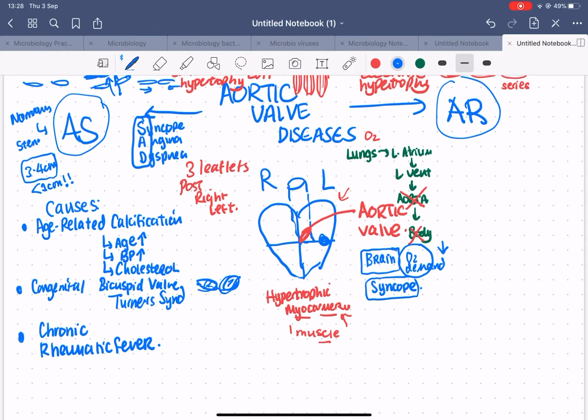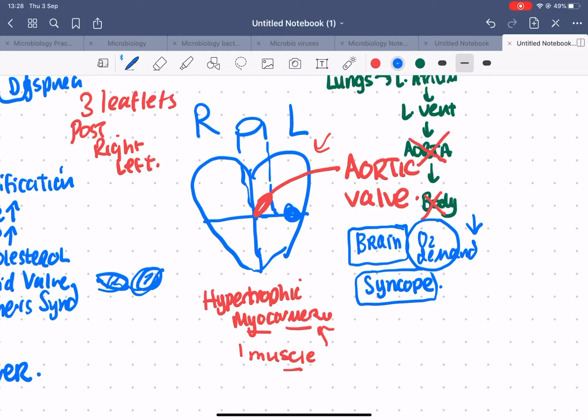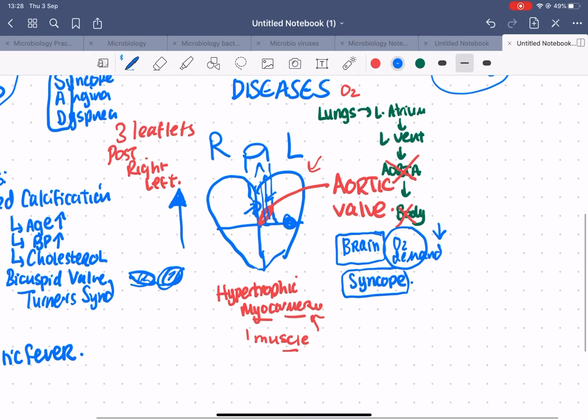What's actually happening to the physiology of the heart when the aortic valve is stenosed? Well, less and less blood can go through the aorta. That means more and more blood will be in the left ventricle. And if more and more blood is in the left ventricle, it is going to have to work even harder. So if the valve itself is stenosed, you can think of it like this.